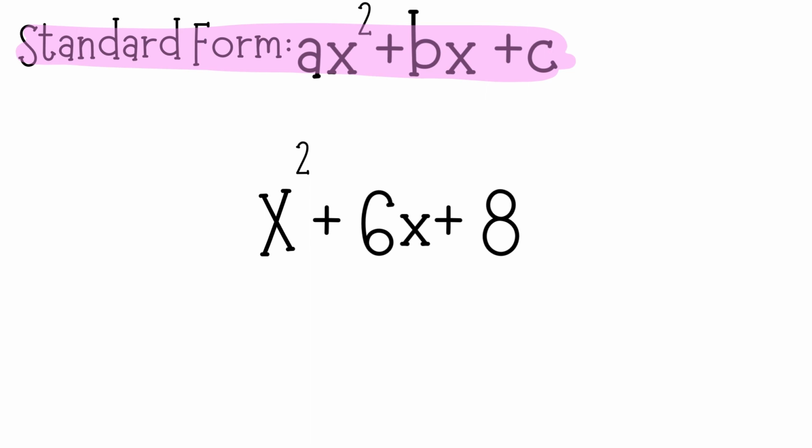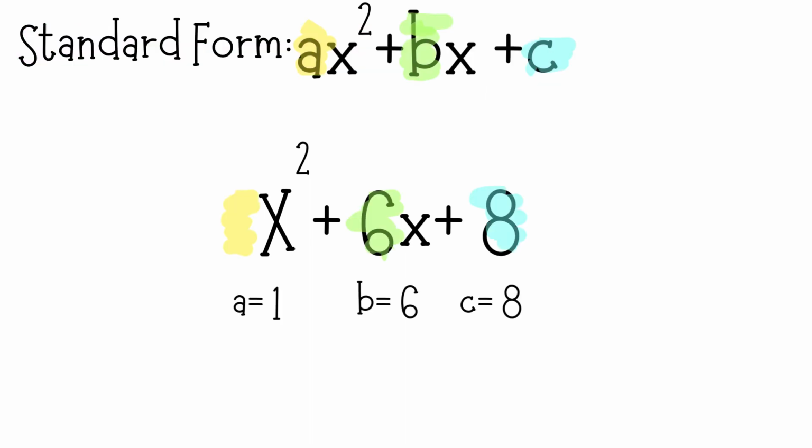Well, the standard form for a quadratic equation is ax squared plus bx plus c, as highlighted in pink. In our equation, a would be 1 because there's no number in front of x squared. b would be 6 and c would be 8.